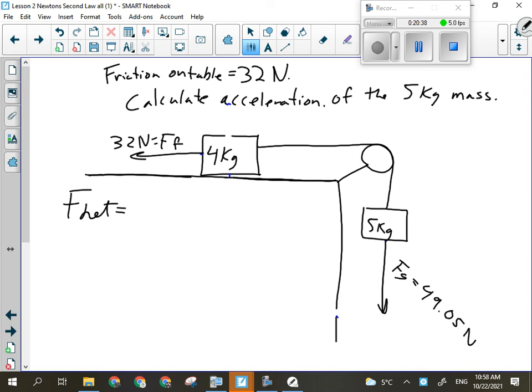So I'm going to have 49.05 minus 32, which is going to give me 17.05 newtons. Is that right? I shouldn't do math in my head, but I'm on a roll today. Okay. All right, 17.05 newtons is my net force. All right, they want the acceleration of the 5 kilogram mass. What do I do next?